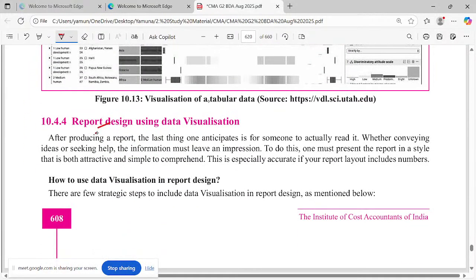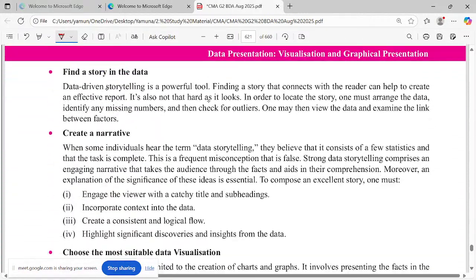How are you going to design the report using data visualization? Once you design the report, you have to anticipate how it will be read and in what way it has to be understood. So how do we use data in visualization? Here we have the list. You find the story in the data. We call this a data driven story. Once you know the story, you know for what purpose you are going to analyze this. Only if you know what purpose you are going to use it for can you decide what to do.